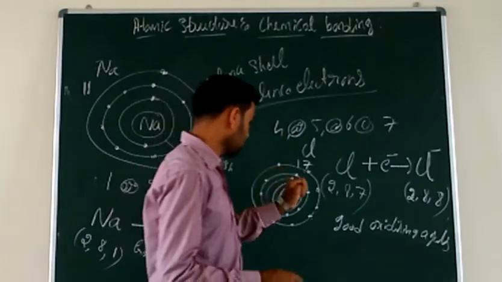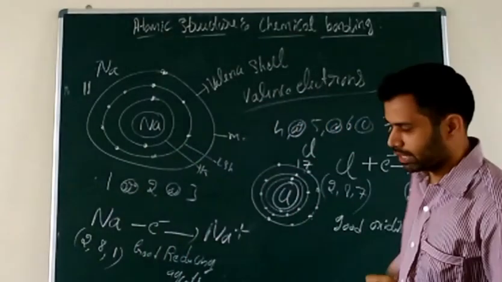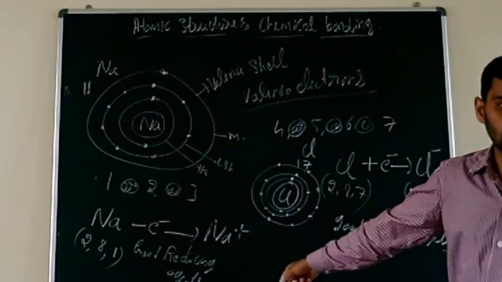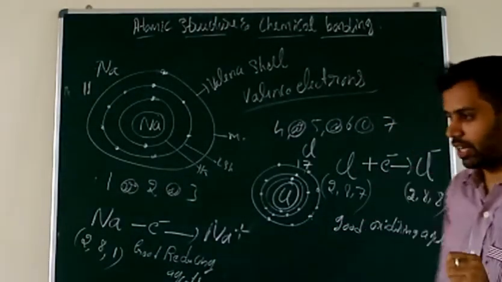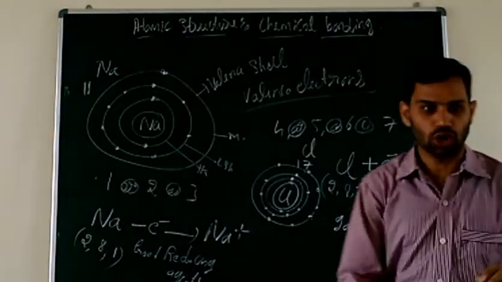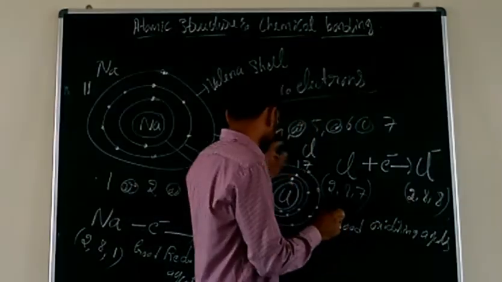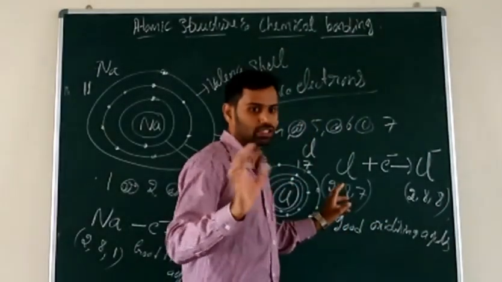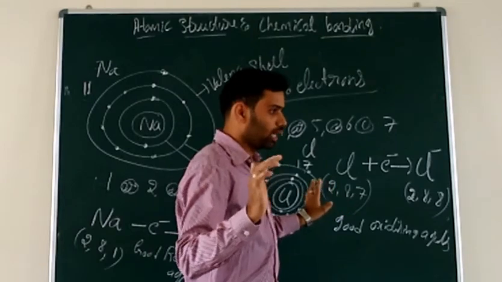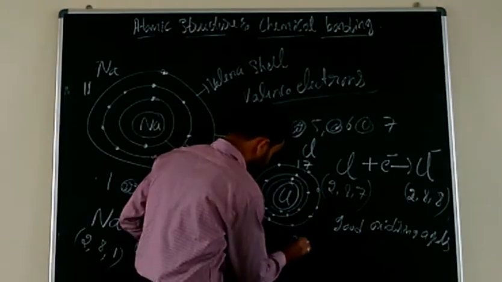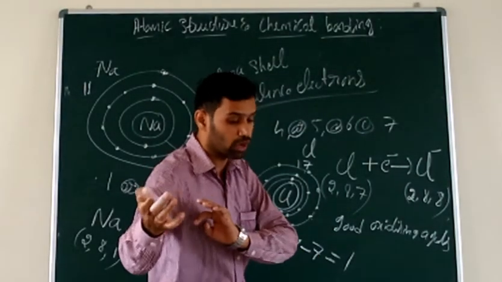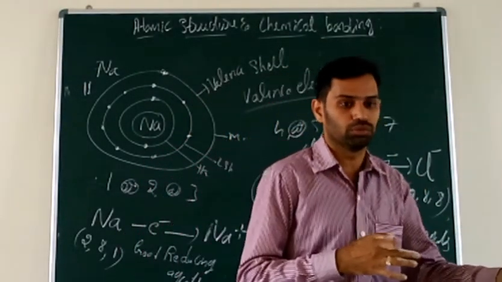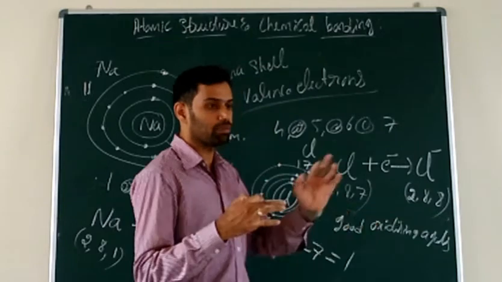Next, coming to chlorine, it has 7 electrons in the outermost shell. What is its valency now? 1. Yes, very good, 1. Its valency is not 7. Even though it has 7 electrons in the valence shell, its valency is not 7. So what you have to do there? You have to do 8 minus 7, that is equal to 1. So if it is more than 4, we should do 8 minus.